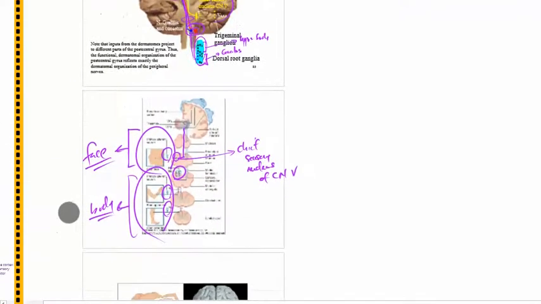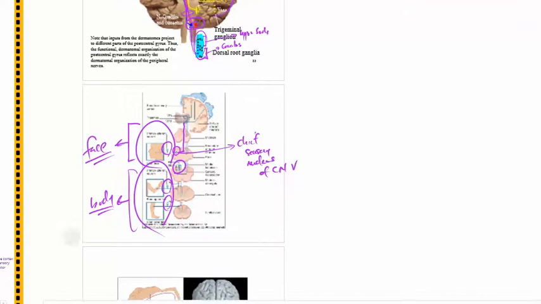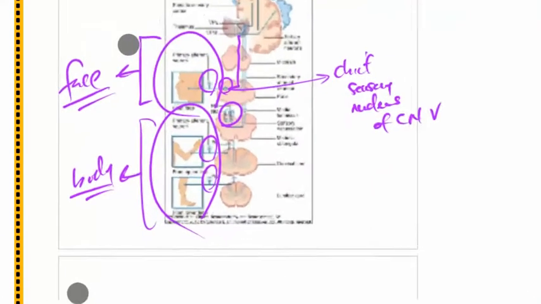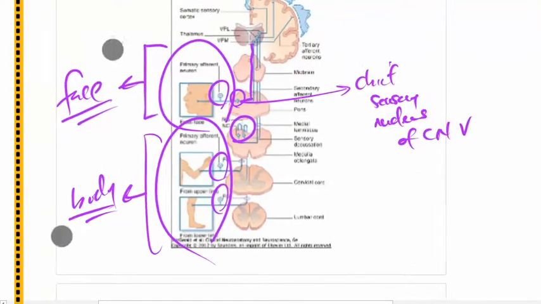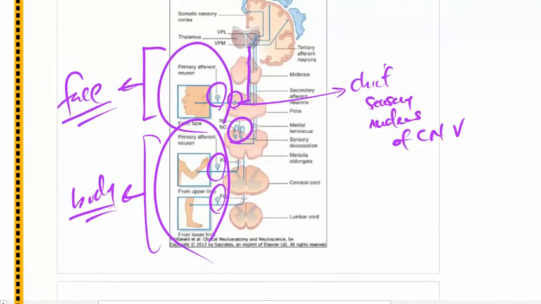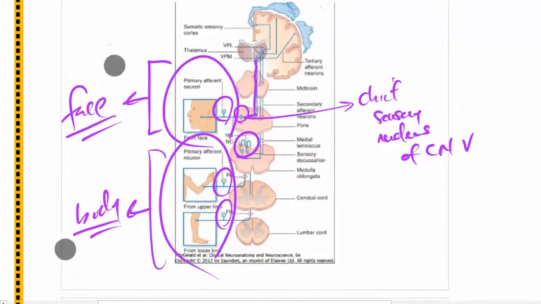All right, so did you get it? Does that make sense? So it's just a matter of separating the body from the face. It's still the same track, but the way they get up to the brain is a bit different when you're considering the body and then the face.